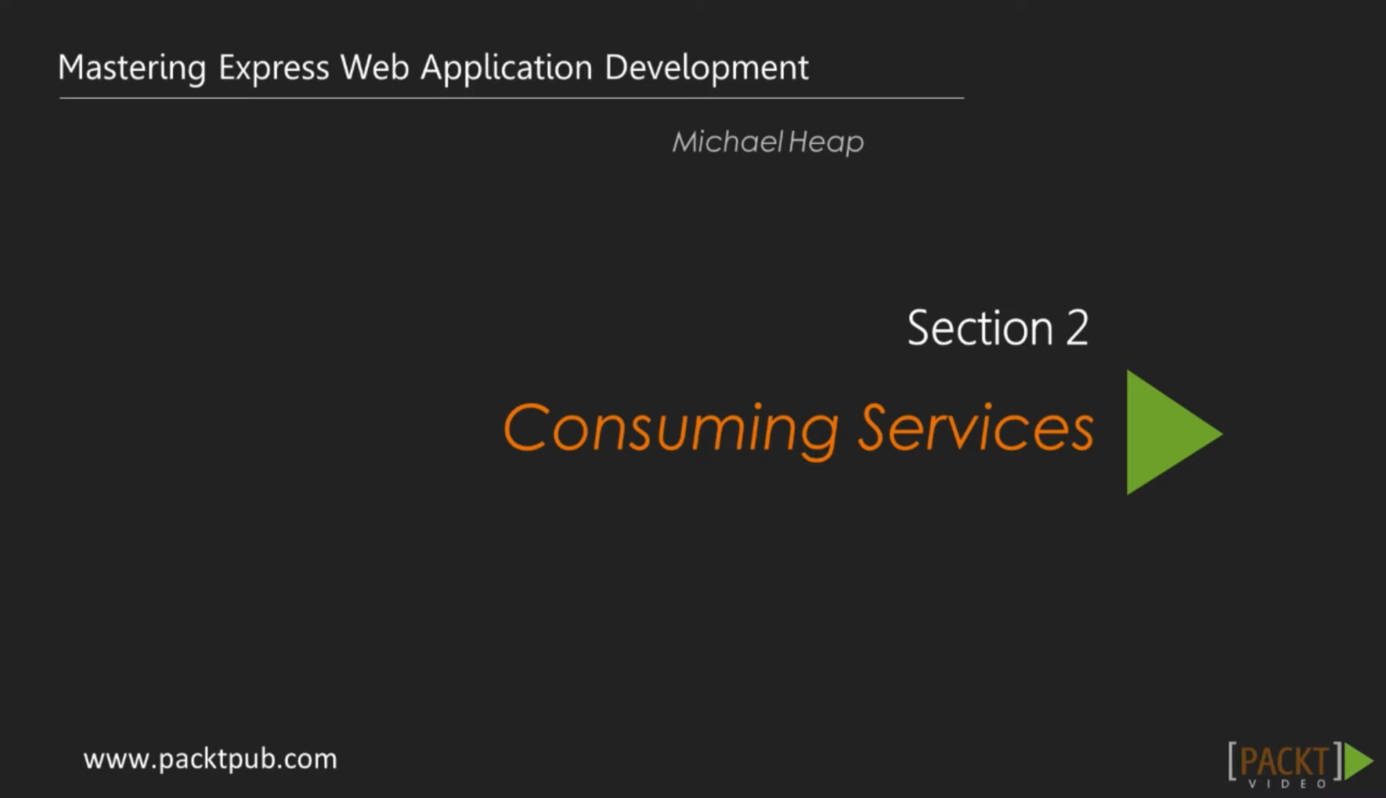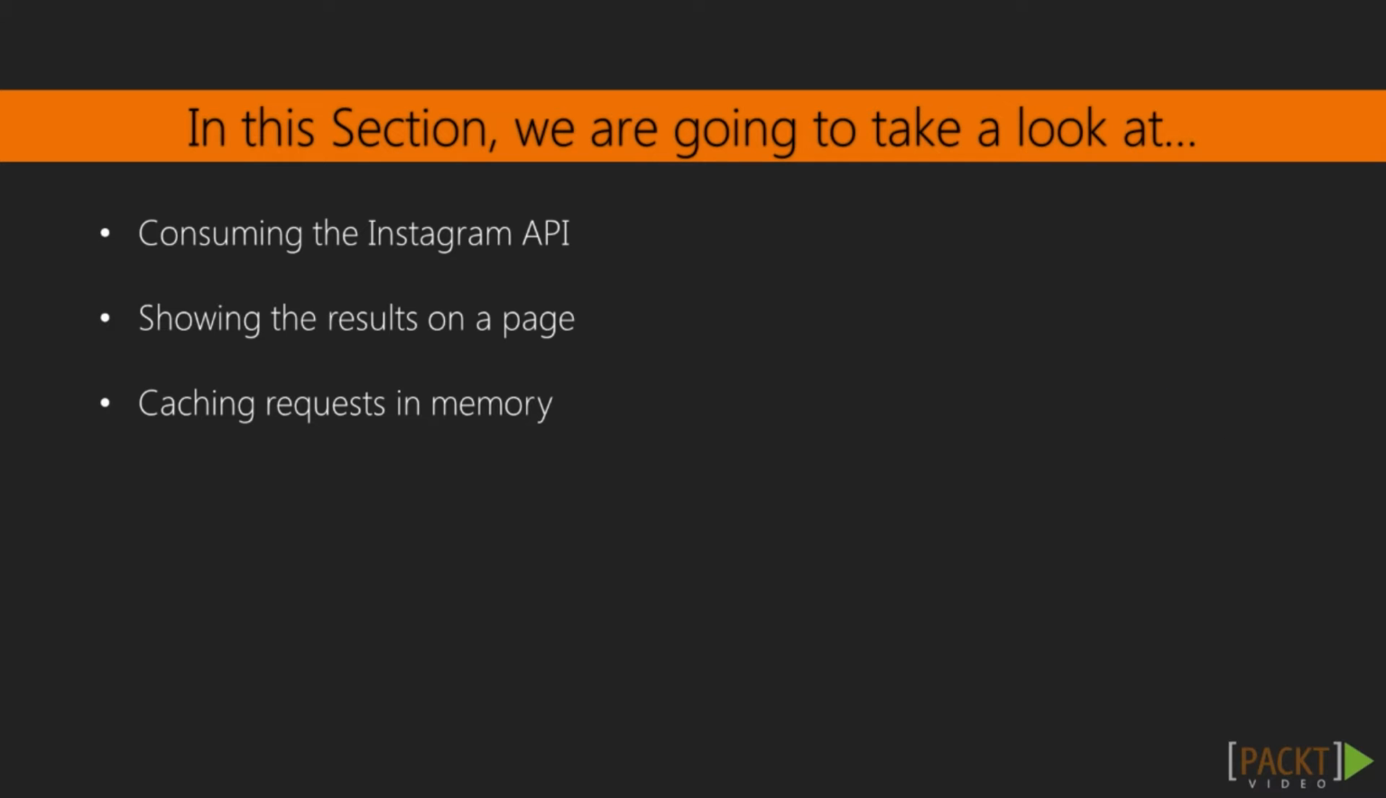Welcome back. Hopefully you've had a bit of a break since section 1 and you're eager to start building something with the Instagram API. In this section, we'll be looking at configuring our application to connect to Instagram and pull down the latest popular images. We'll be creating a page to show these images. And finally, we'll incorporate a cache memory to reduce the number of requests to the Instagram API.